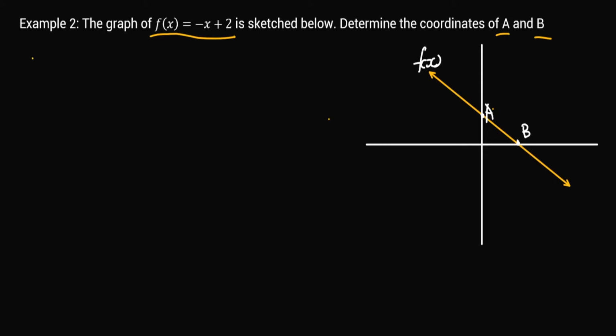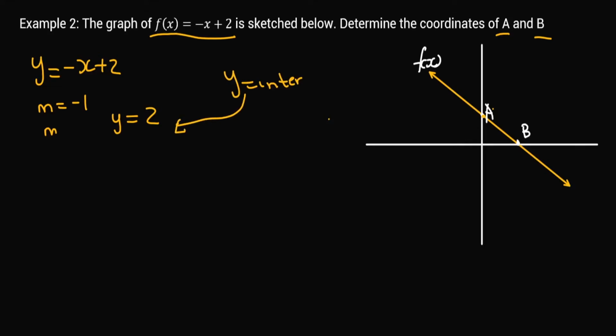So we can see that this is also in the form of y equal to minus x plus 2. And we can tell, okay, the gradient is minus 1, and your y-intercept is 2. And also A, you can tell from A that this is your y-intercept.